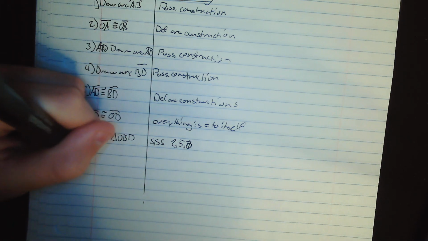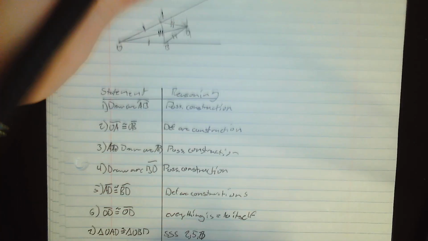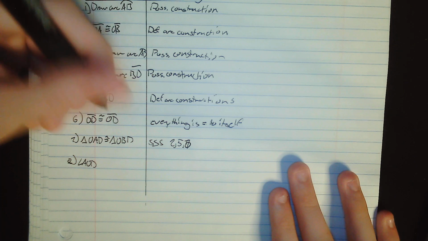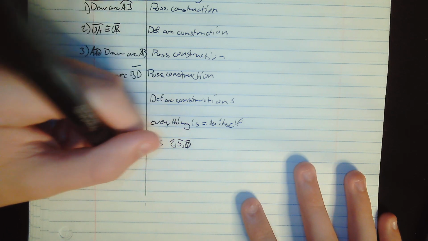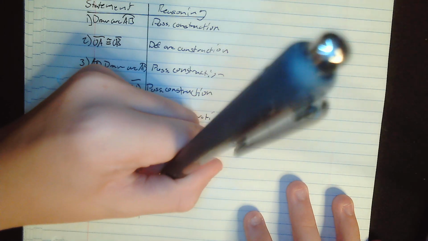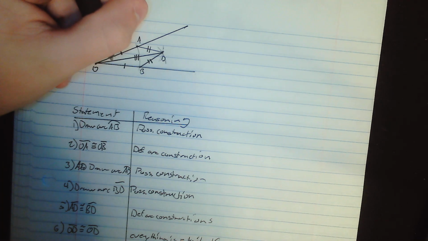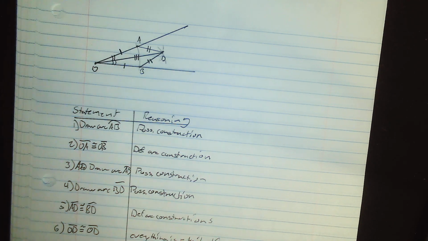Which means that angle AOD, which is this angle right here, is equal to angle BOD, the other one, this angle, by CPCTC, which means congruent parts of congruent triangles are congruent, on number 7. So that proves that these two angles are congruent. Now we can apply this to some other cases.